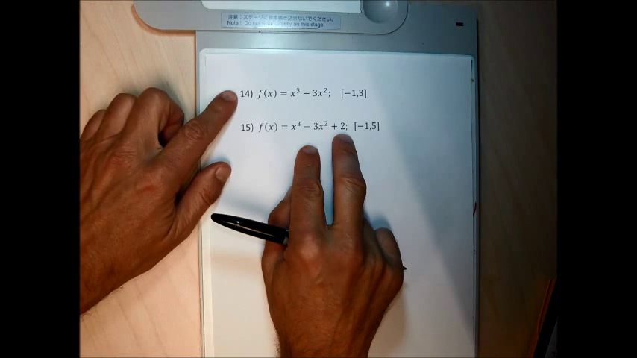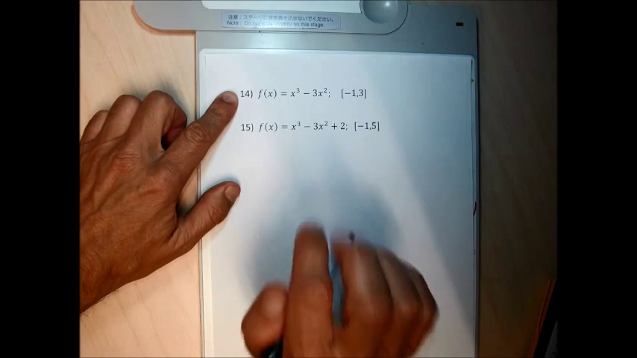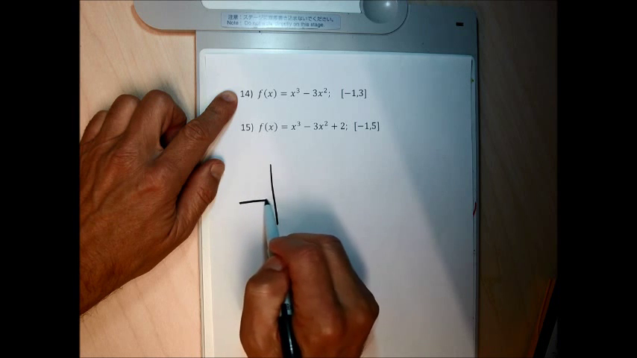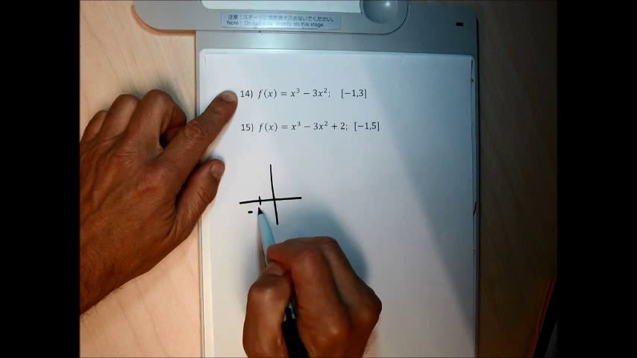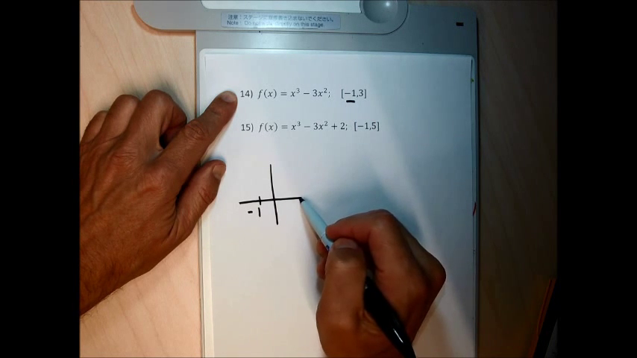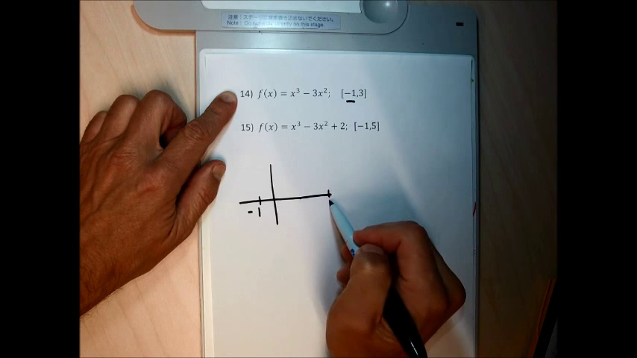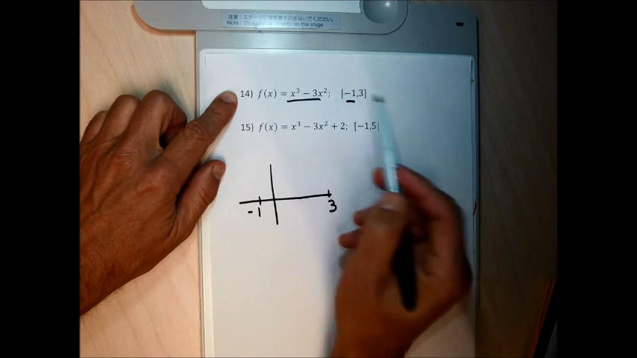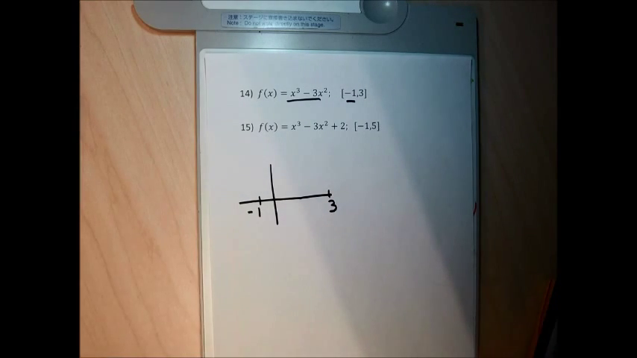So for my problem 14, I like to know what I think the answer is going to be ahead of time. So I'm going to go ahead and sketch a graph, and I'm going to find the y-coordinate that corresponds to x equal negative 1. I'm going to find the y-coordinate that corresponds to x equal to 3, and I'm going to try to get a window that looks suitable for my answer.